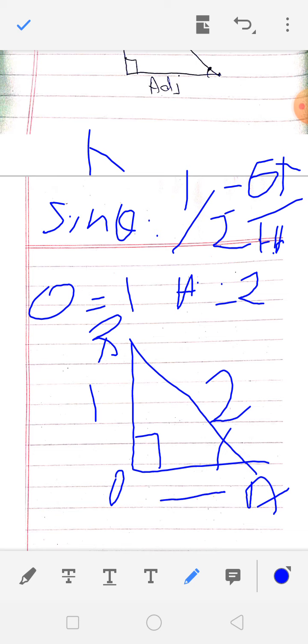How do we find it out? The hypotenuse side squared: AB square is equal to OA square plus OB square. Substitute and take the root, and you will get the adjacent side. After finding the adjacent side, what do you have to do? Find out all the values: sin theta, cos theta, tan theta, secant theta, cosecant theta.